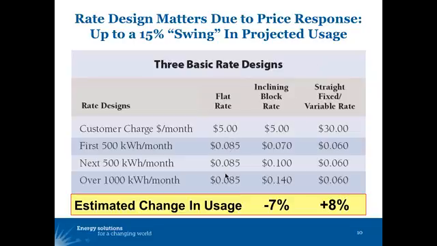We started with a flat rate and considered an inclining block rate and a straight fixed variable rate with a very large fixed charge. The inclining block rate we estimated would result in about 7% less usage than the flat rate. And the straight fixed variable rate, collecting all the distribution costs in a monthly fixed charge, we estimated would result in about 8% more consumption than the flat rate.